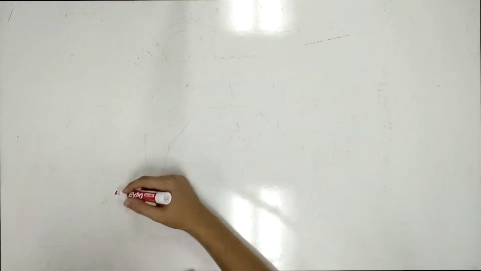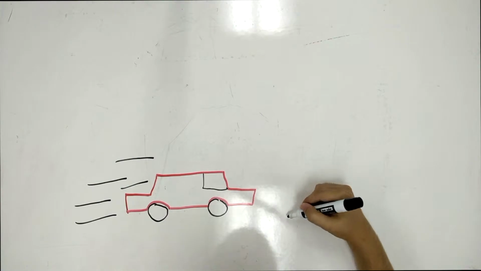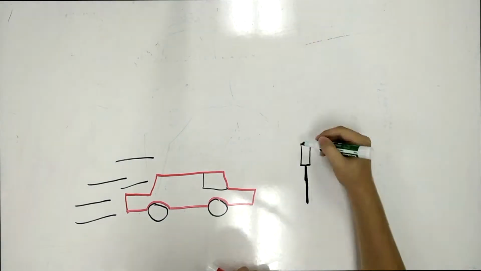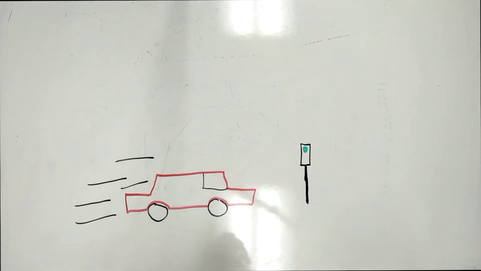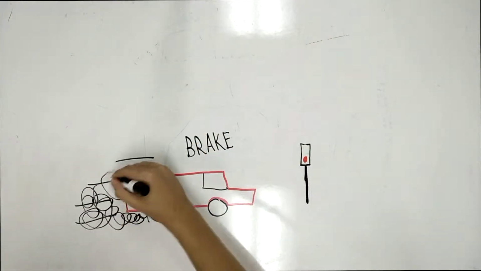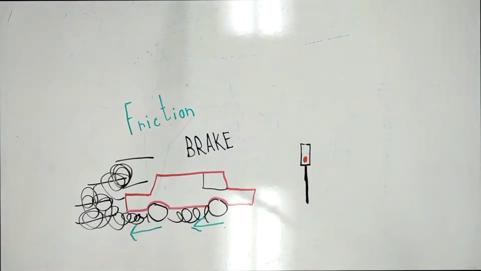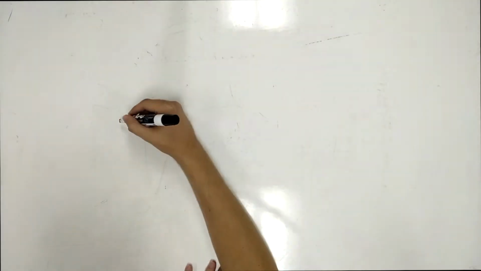Secondly, we have friction. Now imagine you're cruising down the highway in your car and you're going pretty fast, and you see your exit and the light is green, so you go a little bit faster. But then all of a sudden the light turns red and you have to brake. You squeeze your brake calipers and the road exerts friction on your wheels, which in turn slow down your car.